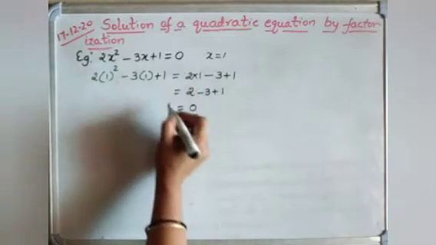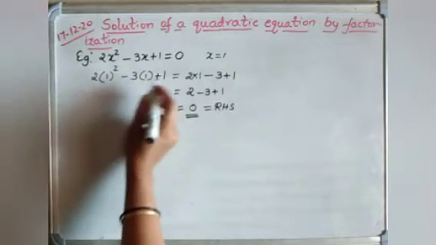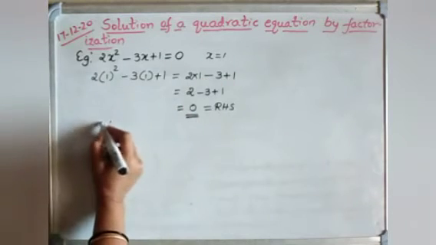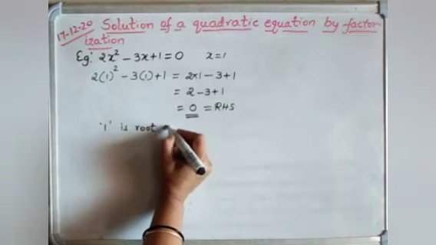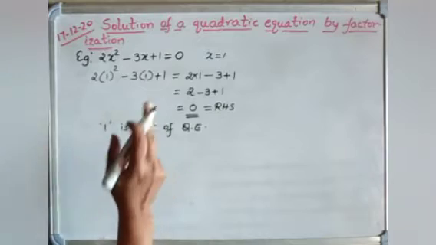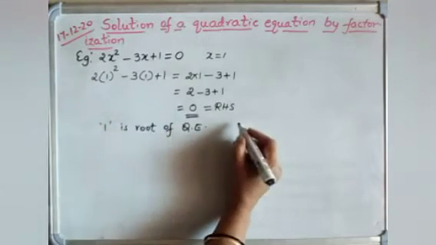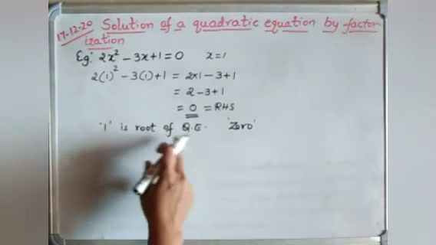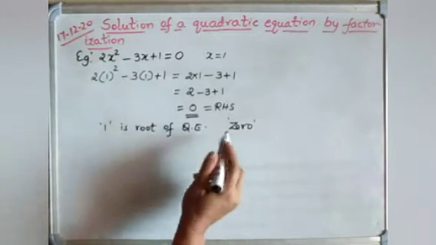So are we getting RHS here? So it is equal to RHS. So here we call x is equal to 1. We have taken 1 is the root of quadratic equation. Root of quadratic equation. In the polynomial we used to say that is the 0 of polynomial. So 0 of polynomial or root of the quadratic equation. This is also a polynomial. So both are same.